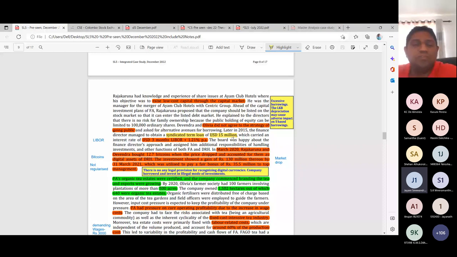The board was happy about the finance director's approach and assigned additional responsibilities of handling investment and other functions of both F and DRH. In March 2020, Rajakarna and Devinder bought 12.7 bitcoins with the price drop and accounted for them as digital asset of DRH. So this is a concern. He's talking about the Bitcoin. There are a few things. One thing is central banks are not regulating this one. So not legally accepted, right? You can purchase, informally people buy and sell this one, but it's not regulated by CBSL and not controlling.